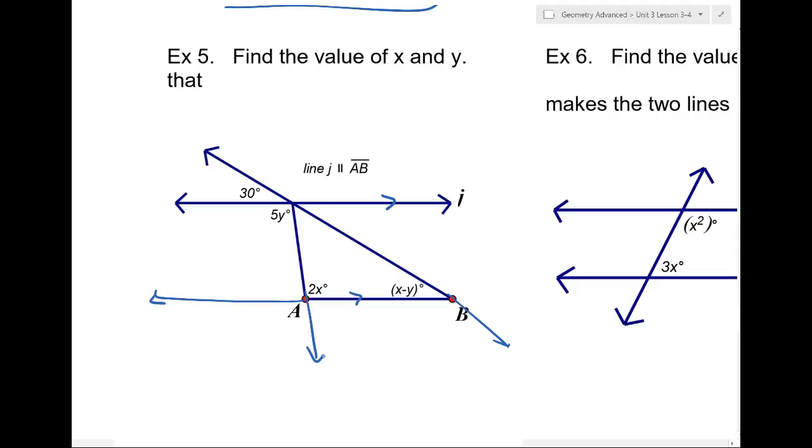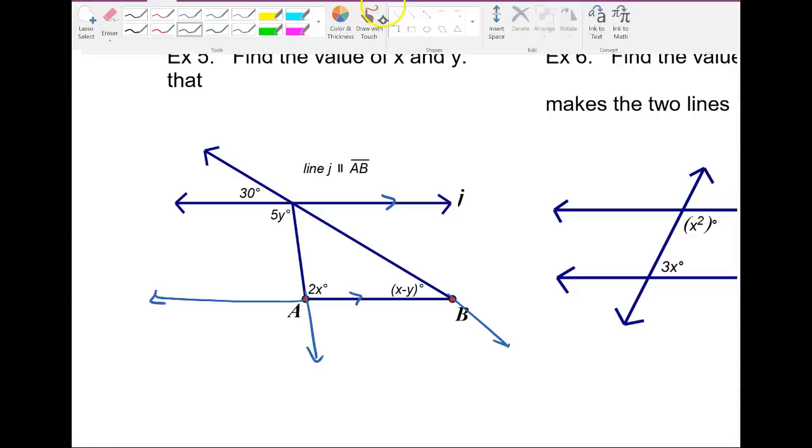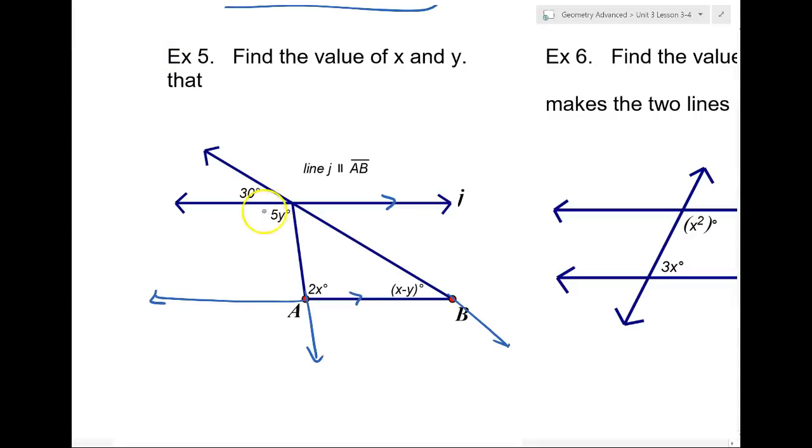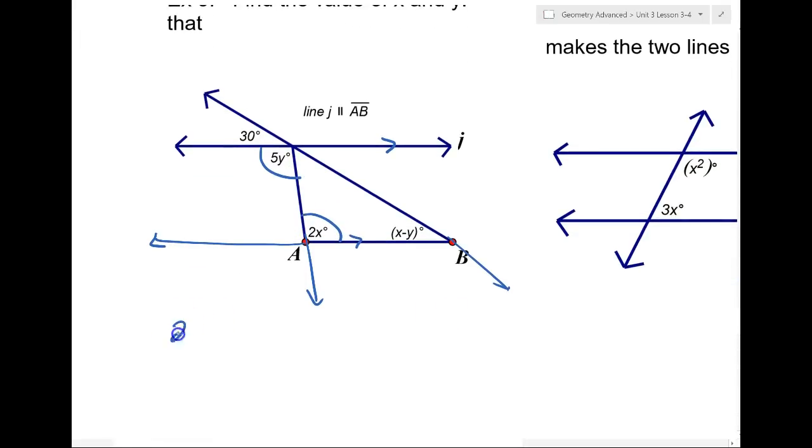Now start talking to me. What do you know? All right, 2x. Yep, one thing we do know. I completely agree. Do you guys agree with me? I have a pair of alternate interior angles that are congruent. So I got 2x is equal to 5y.